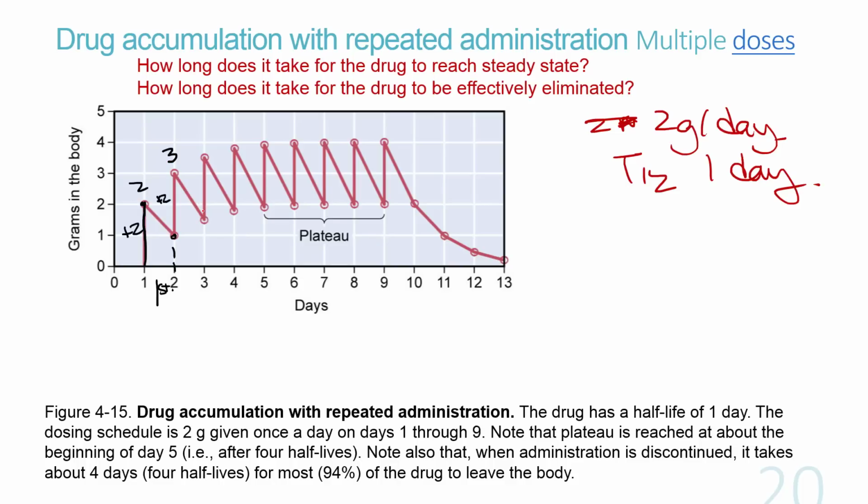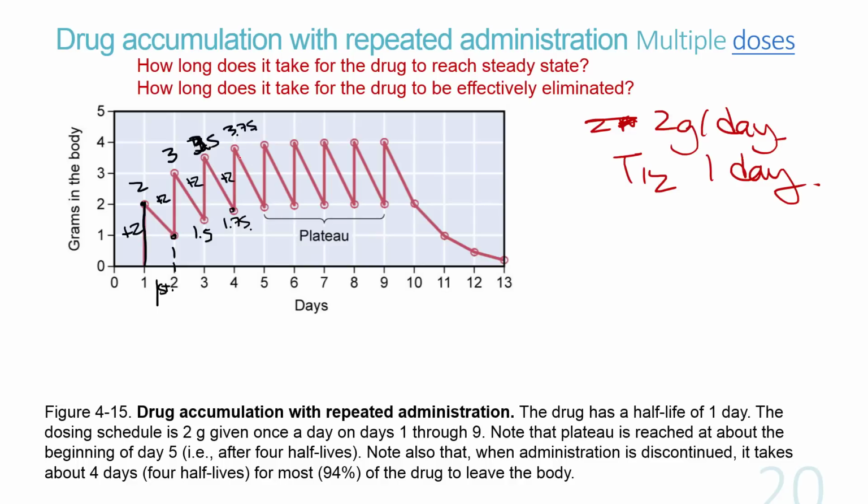After 24 hours, that 3 grams drops down to 50% of that, so you have 1.5 grams, and then you add 2 more, you give that person 2 more grams, and so it goes up to 4.5. Oh, sorry, 3.5. Right? And then at the end of 24 hours, the 3.5 drops down to 50%, so it drops down to 1.75. On day 4, you give another 2 grams, and so it goes to 3.75.